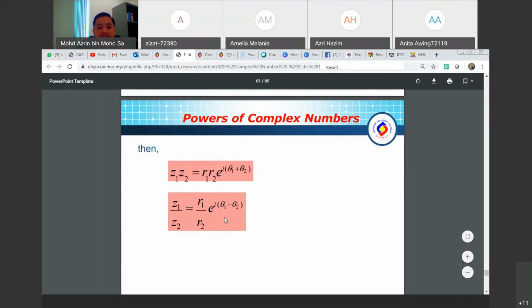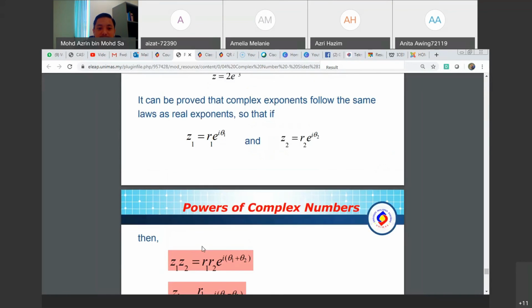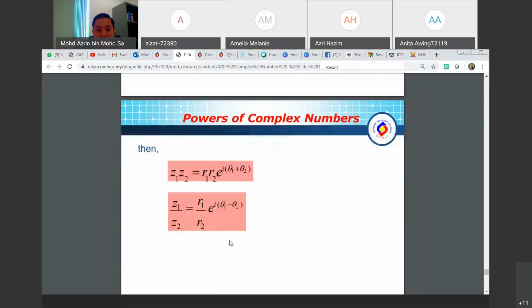So the exponent follow the law of complex number for polar form. Same saja. Sama je. Just tukar dia punya ni je. Exponent kan. Dengan kalau multiplication tambah, kalau division negative minus.